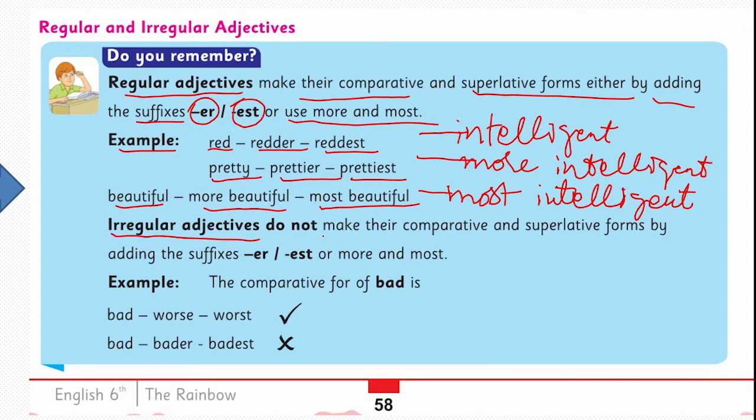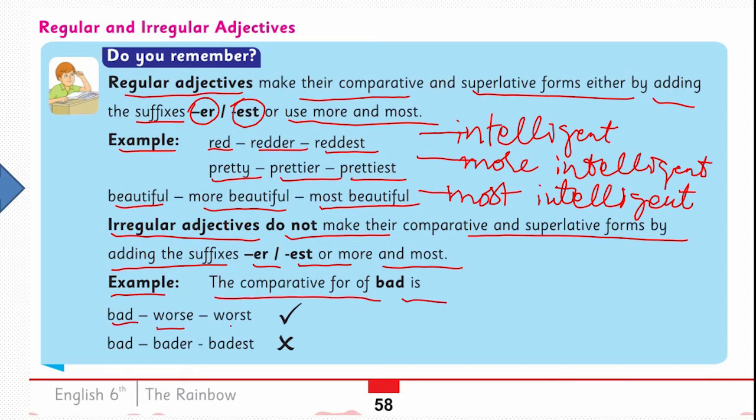Irregular adjectives do not make their comparative and superlative forms by adding the suffix er or est, or more and most. For example, the comparison for bad is bad, worse, worst. You can see there is no er and est to make it comparative and superlative, like better and baddest. It can't be the right one. The right one is bad, worse, worst here.